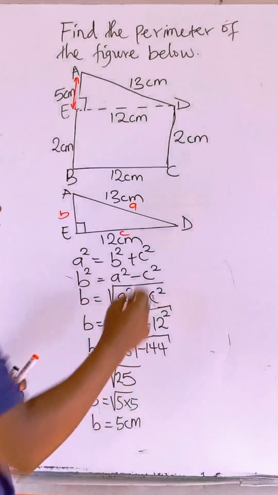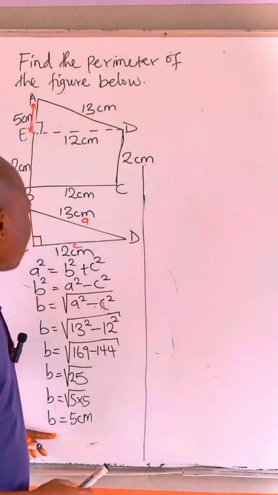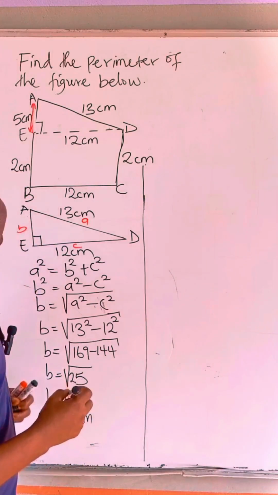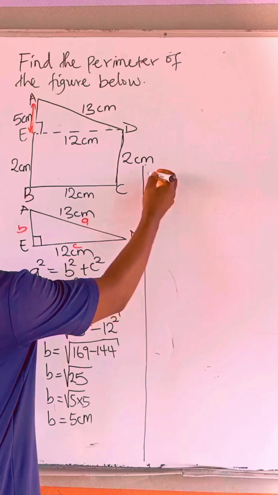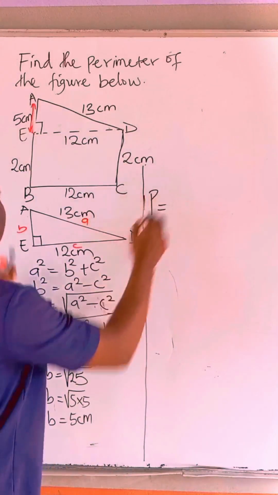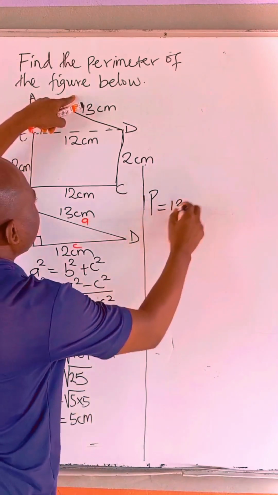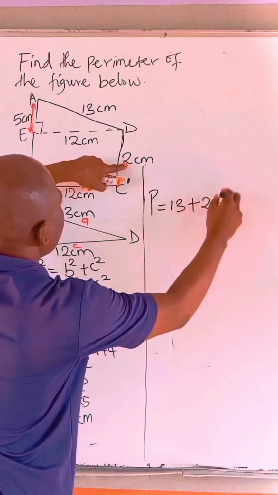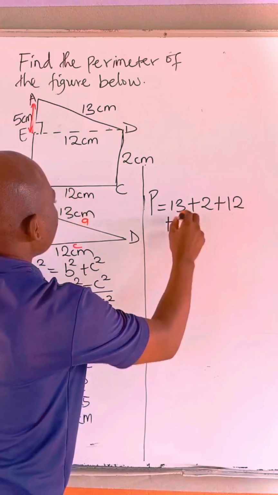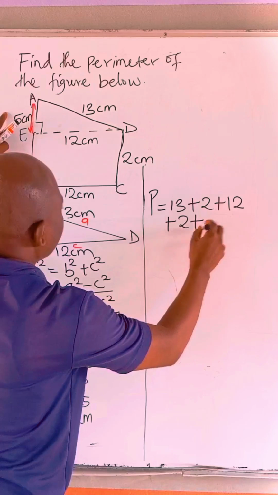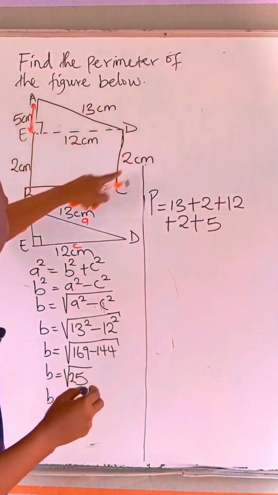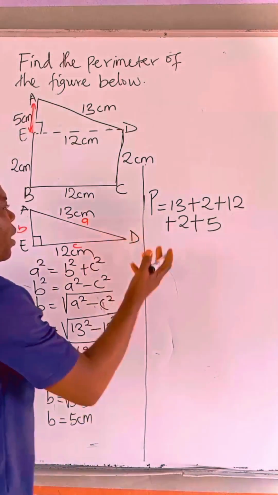Now that we have gotten B to be 5 cm, we'll look for the perimeter of the figure. The perimeter is the sum of all the sides. So we have P equals 13 plus 2 plus 12 plus 2 and then plus 5. We're not going to use this side because it is inside. Perimeter is just the distance around the object. So we can solve now.